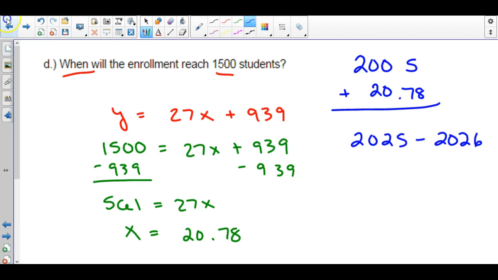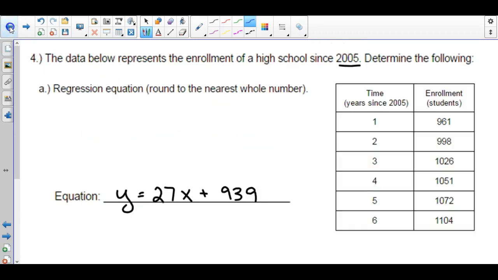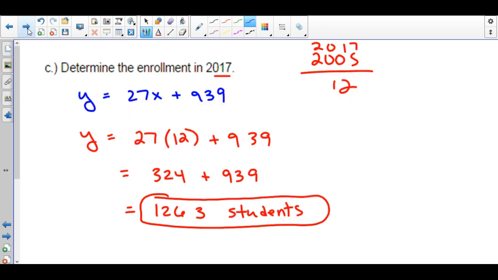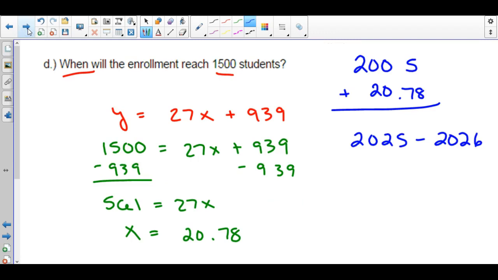So just to quickly recap all of this process then, we substituted the data into the calculator. We got the linear regression equation, which told us the approximate enrollment in 2005 and the approximate increase in population, and we interpreted both those. And then we ended up substituting a value in for x and evaluating and solving, or substituting a value in for y and then also solving.